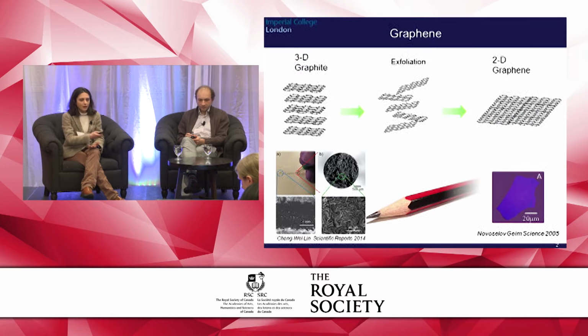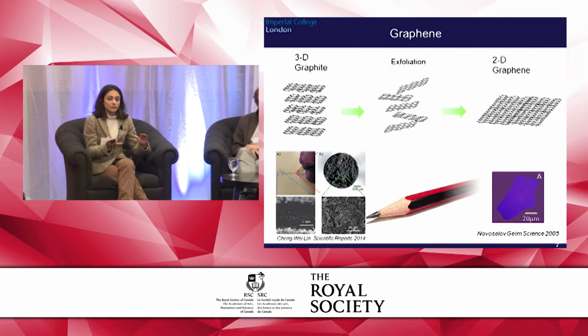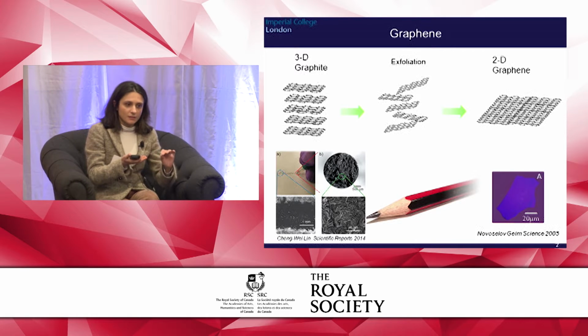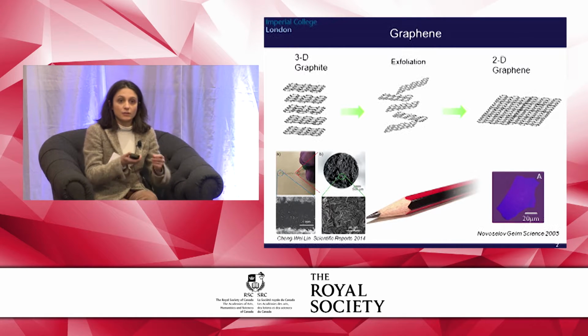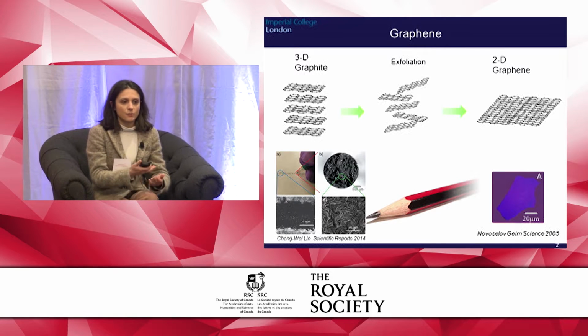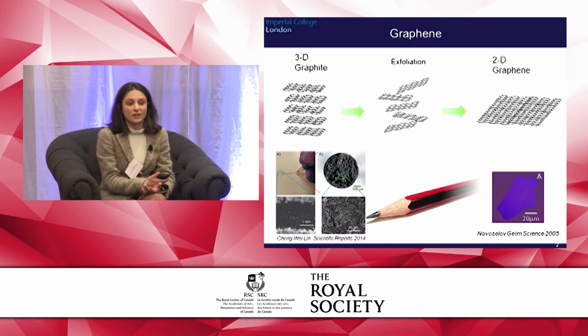So if we start from graphite, that we can find in pencils, for instance, as those images show, graphite is formed by these layers of carbon atoms. The individual carbon atoms interact strongly with one another, but the individual layers have very weak interaction. So we can separate these layers very easily through a process that we call exfoliation.